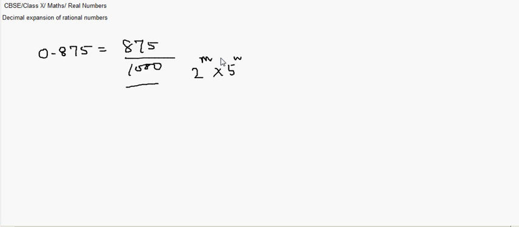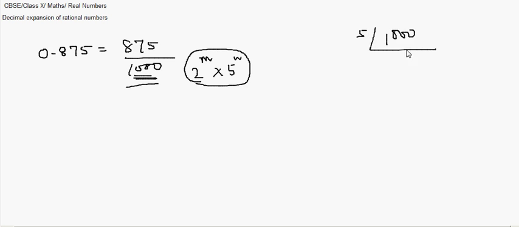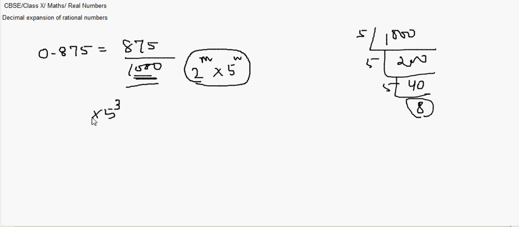Now let us take up examples to prove this. Suppose another one. Now try this one. This 1000, is it possible to express 1000 in terms of 2 to the power m and 5 to the power n? See, 1000 divided by 5 gives you 200. 5 gives you 40. 5 gives you 8. 8 is equal to 2 to the power 3. So it is 5 to the power 3 and 2 to the power 3.